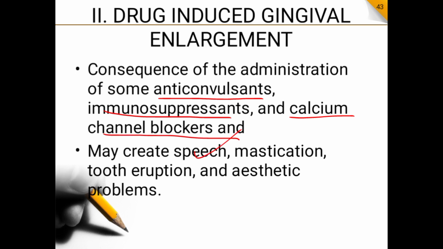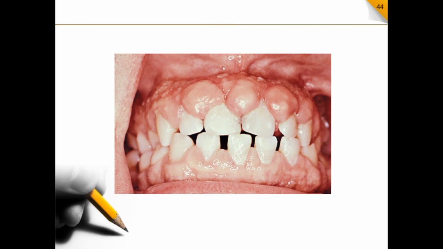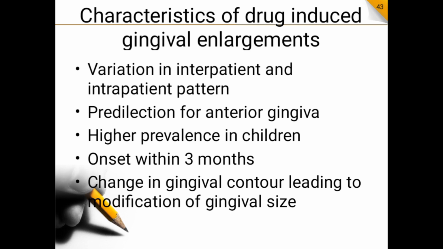They actually affect speech, mastication, tooth eruption, and aesthetics. Basically, this is the gingival enlargement that you can see here. Now, what are the prosthetics? Basically, there can be a variation inter-patient, meaning between two patients, or an intra-patient pattern, meaning variation in the same patient. Predilection is more for the anterior gingiva. It is mostly present in the anterior gingiva. It is highly present in children, and most importantly, when the patient takes the drug, the features appear within 3 months.